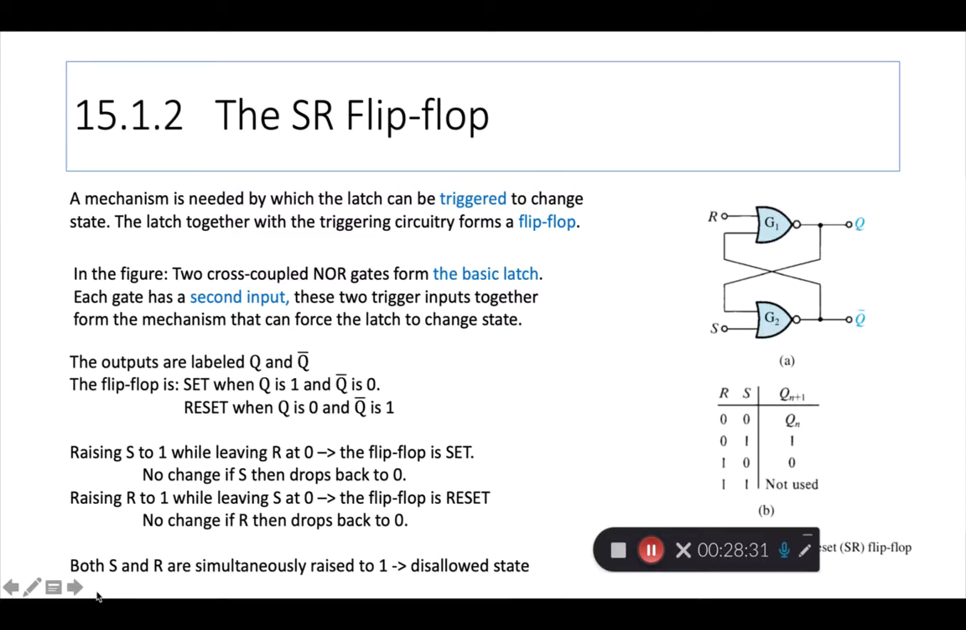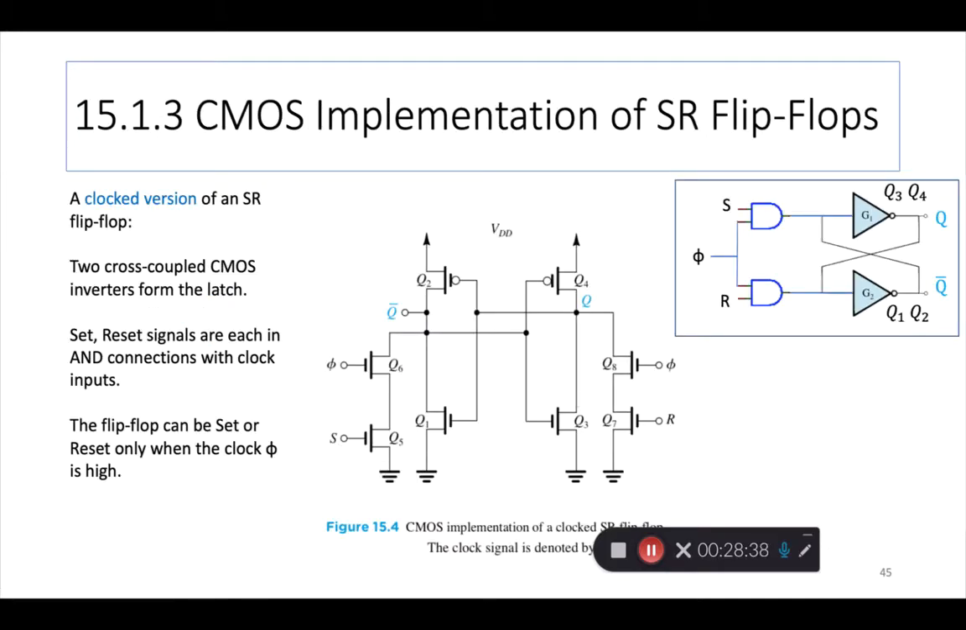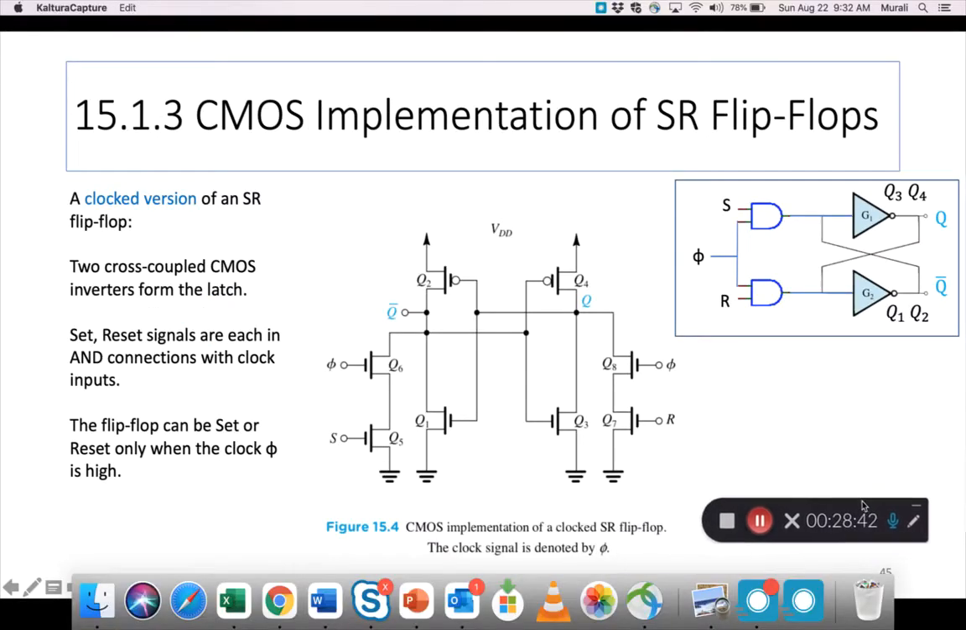Okay. Both S and R are simultaneously raised to 1. That is a disallowed state. We don't allow it. Okay, with this mechanism, I think this basic logic you already know, so I don't want to spend too much time. Now we come to the circuits part of it.